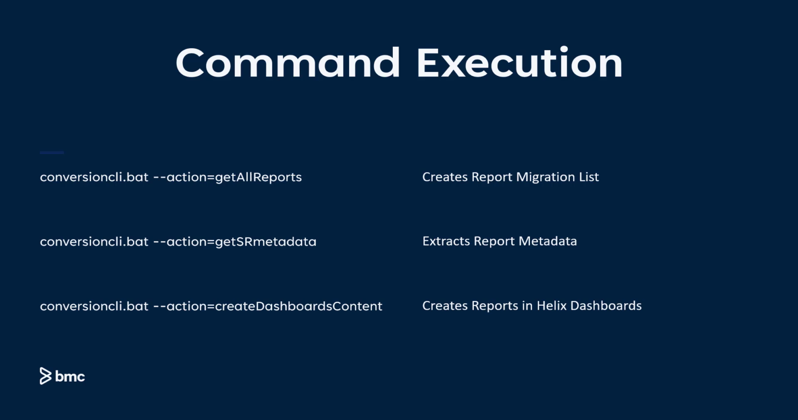The first command will create a file, all_report_list.csv, in the folder where the conversion tool was extracted, which contains the list of private and public reports existing in Smart Reporting. The second command extracts the report metadata of the selected reports from Smart Reporting. The third command will create the selected reports in Helix dashboards.